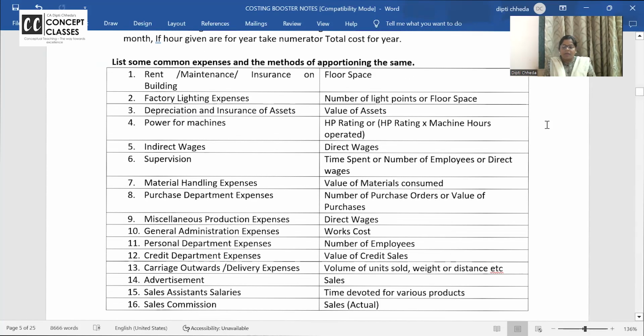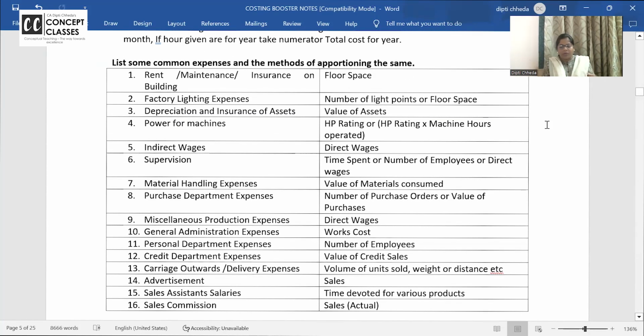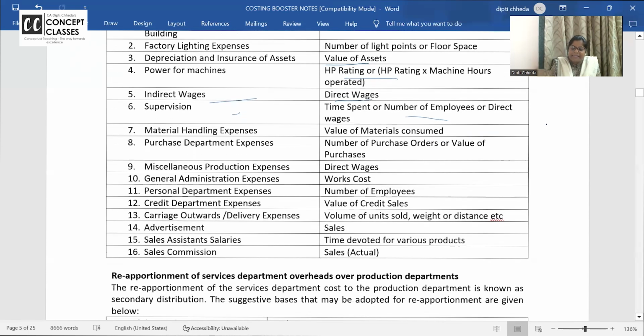Now, apportionment के लिए what is the common thing? So rent and all on the basis of the floor space, light points, how many are there, depreciation and insurance of asset based on the value of the asset, power of the machine based on horsepower, indirect wages based on direct wages, supervisor salary based on time spent or number of employees he has to supervise in each department. Material handling basis based on the material consumed by each department.